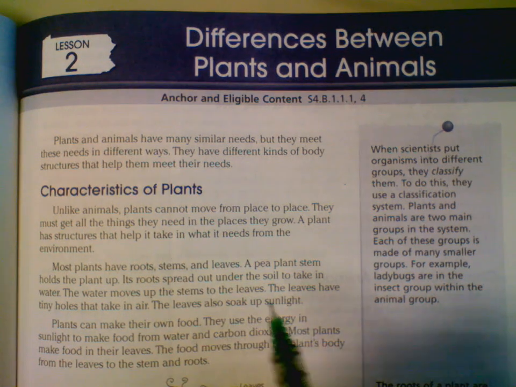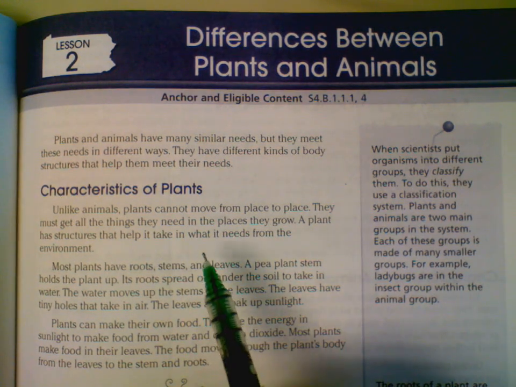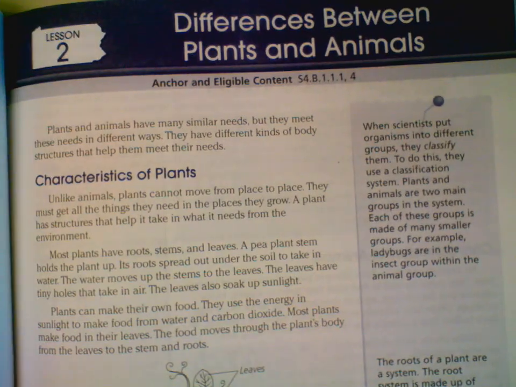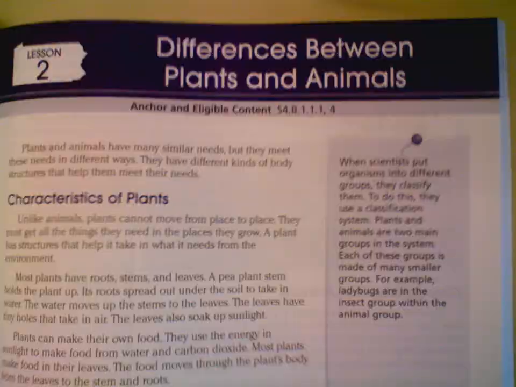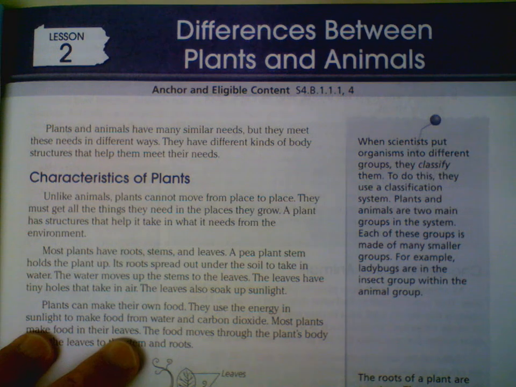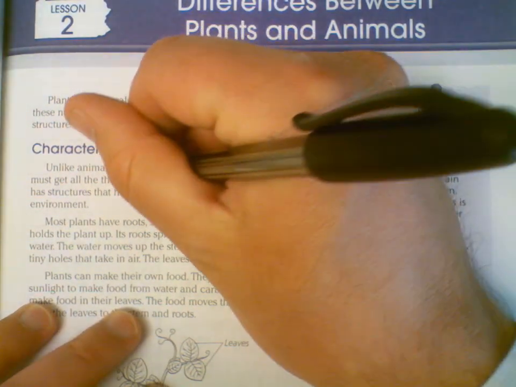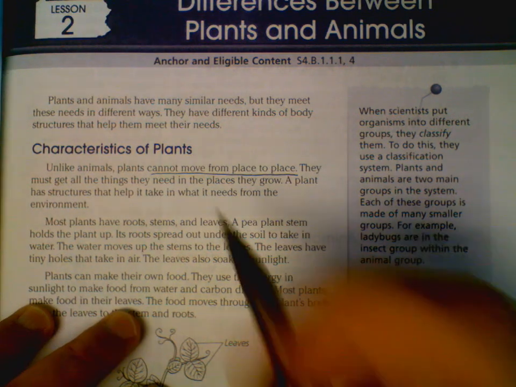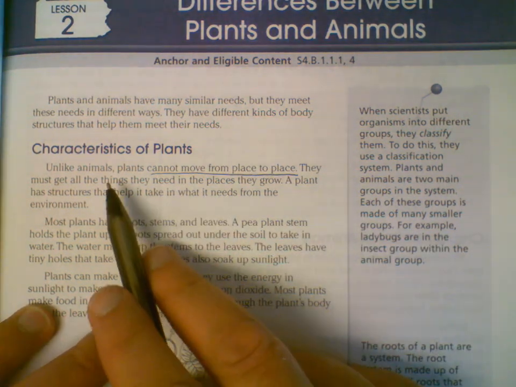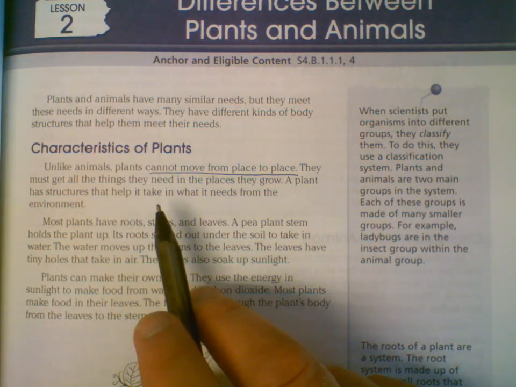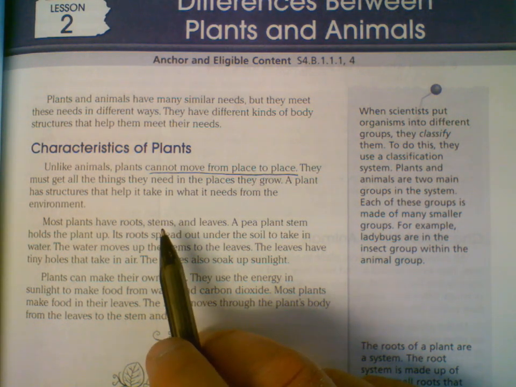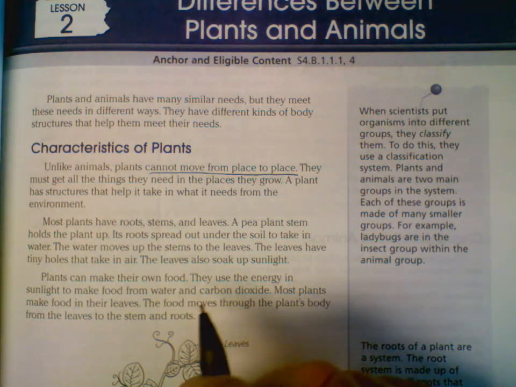Characteristics of plants. Unlike animals, plants cannot move from place to place. That's definitely important, right? They cannot move from place to place. Probably the biggest difference between plants and animals, right? Animals can move, plants cannot. They must get all the things they need in the places they grow. A plant has structures that help it take in what it needs from the environment.